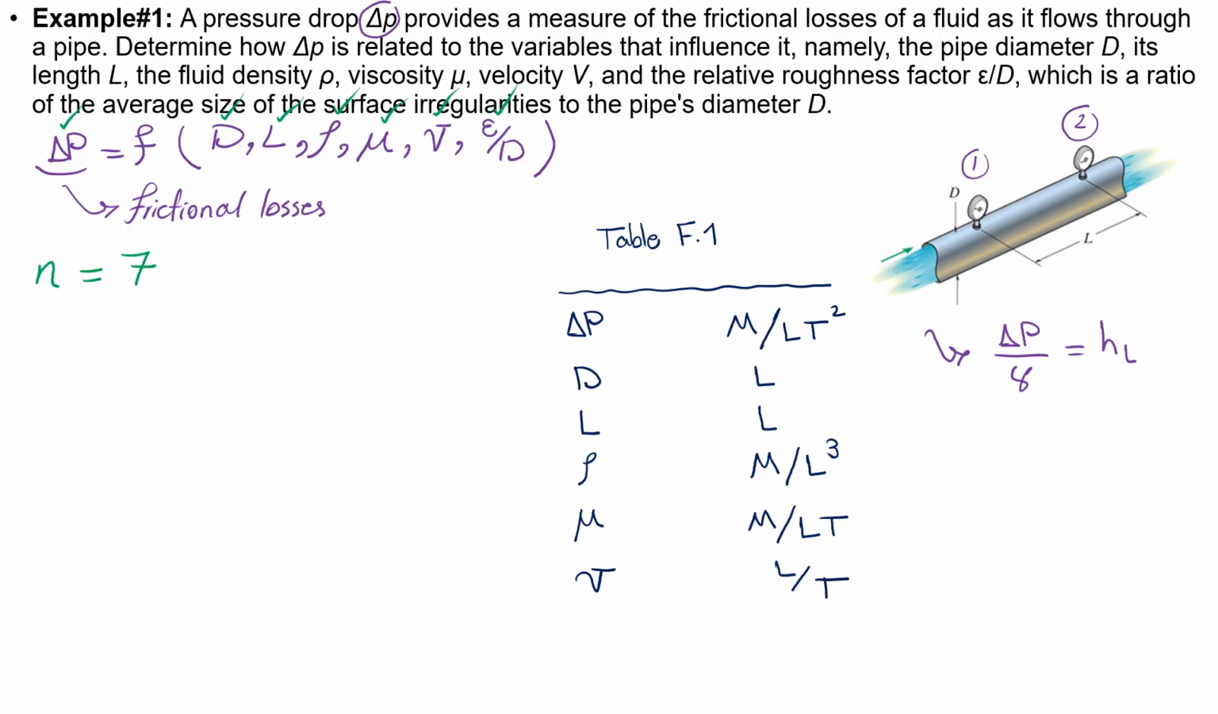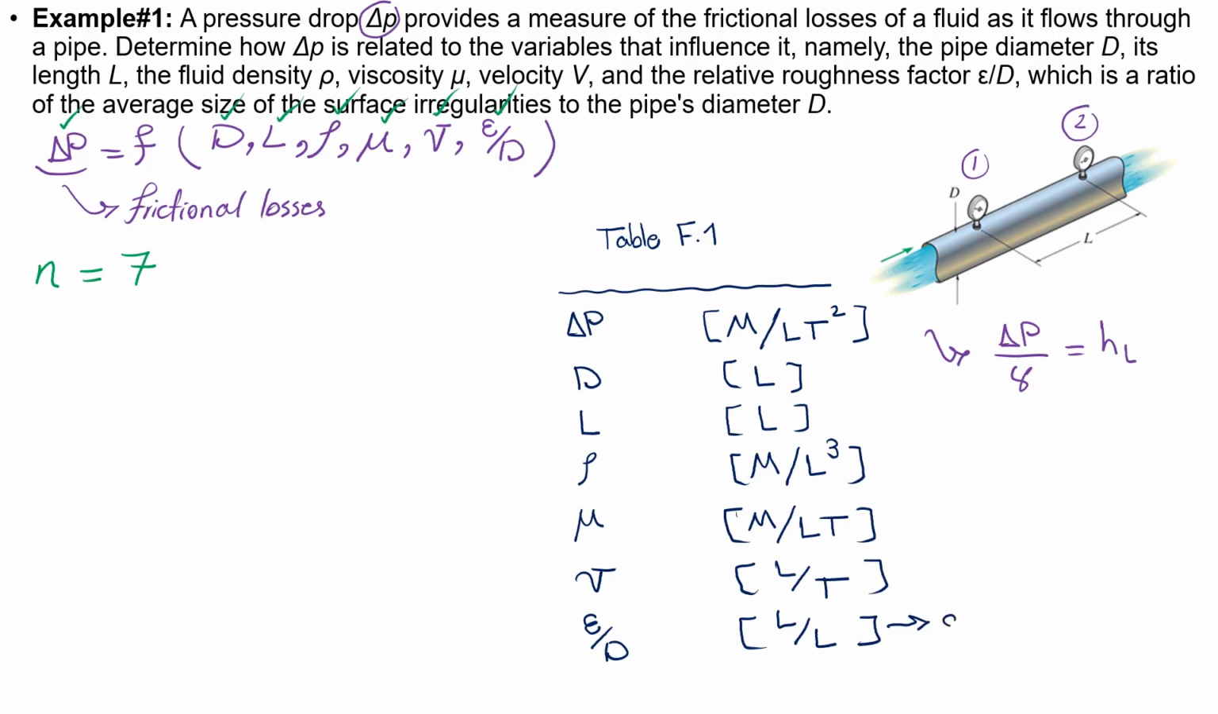Did I miss anything? Yes, relative roughness, or epsilon divided by d. What's the dimension of that? It doesn't have any dimension, right? It's dimensionless. Length divided by length, dimensionless. So just to make sure that I'm following my notations before, I'm going to put them into square brackets. This is how you notify that you're talking about dimensions. Put all of them into square brackets. So, and this is dimensionless.